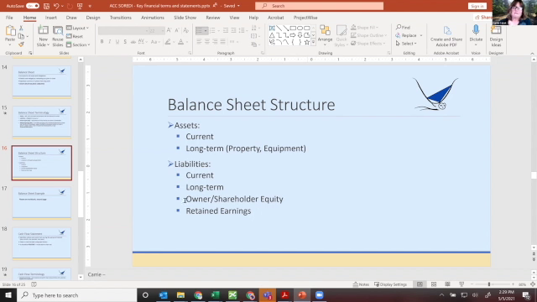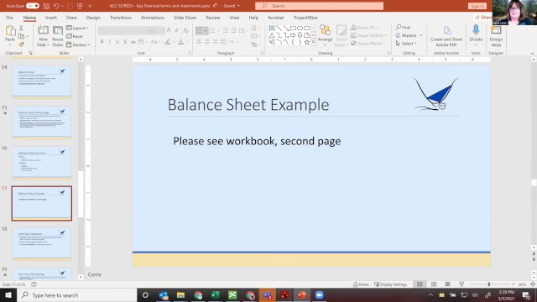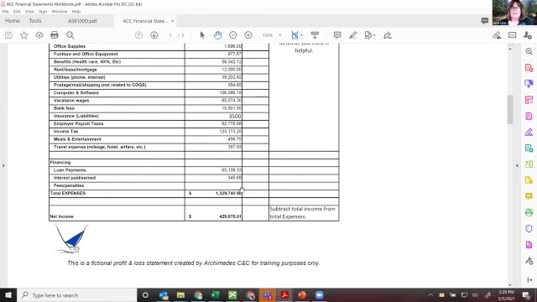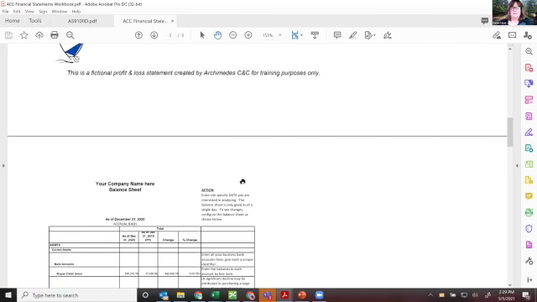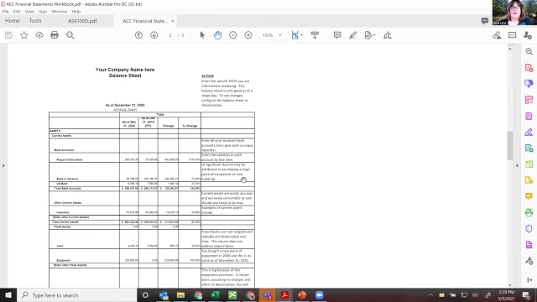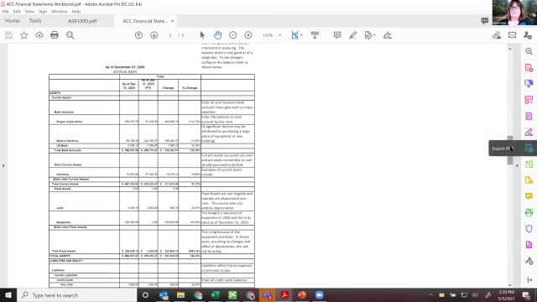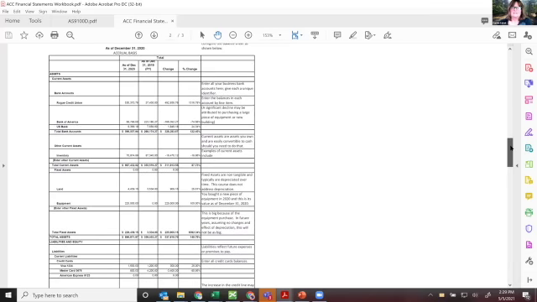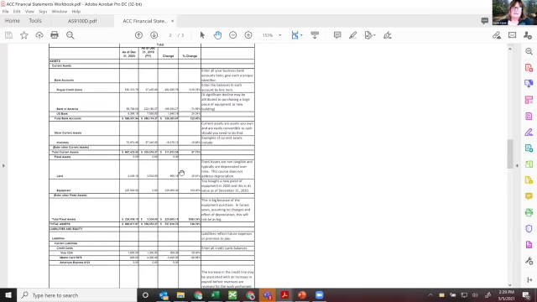And our liabilities, we would have our shareholder equity, as we talked a minute ago, and retained earnings. For example of that, if we turn to the workbook, your second page in the workbook is a sample balance sheet. And this is a comparative balance sheet. I stipulated this was accrual basis just to give you an idea of what this might look like.